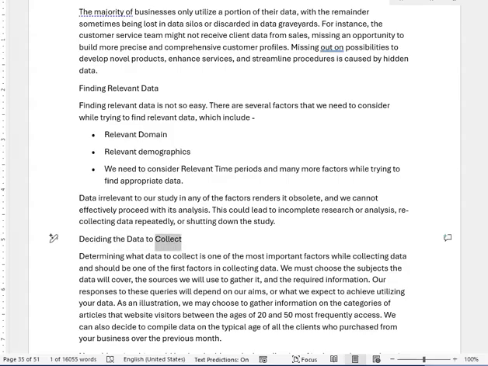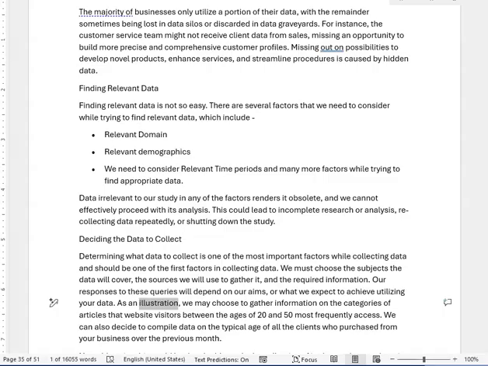Deciding the data to collect. Determining what data to collect is one of the most important factors while collecting data and should be one of the first factors in collecting data. We must choose the subjects the data will cover, the sources we will use to gather it, and the required information. Our responses to these queries will depend on our aims, or what we expect to achieve utilizing our data.